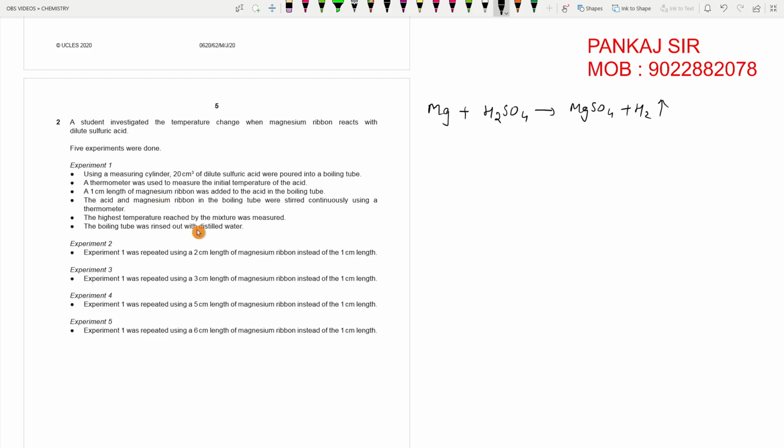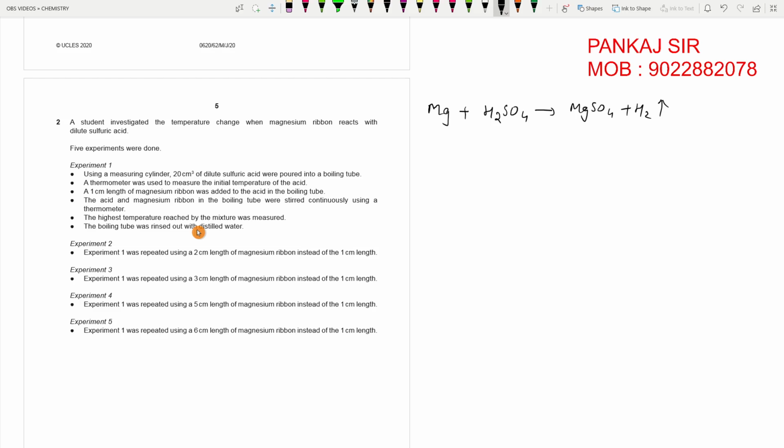And in the remaining experiments, that is experiment number 2, 3, 4, and 5, all the arrangement was same. Only thing is the length of the magnesium ribbon was taken as 2 centimeter, 3 centimeter, 5 centimeter, and 6 centimeter respectively. So that was the experiment, and let us answer these questions for this.